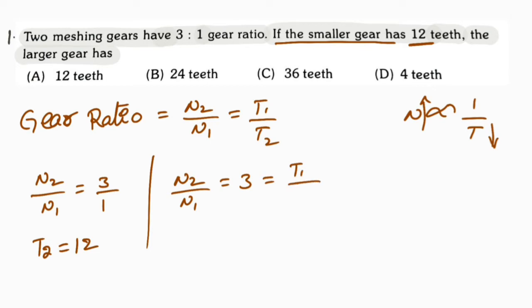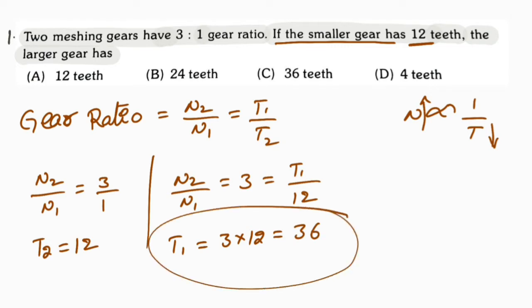t1 by t2, t2 is how much? 12. From this, the number of teeth on the larger gear is 3 multiplied by 12, equal to 36. That is the number of teeth on the larger gear. Look at the options. Option C is absolutely correct. I hope you got my point. So let us go for the second problem.